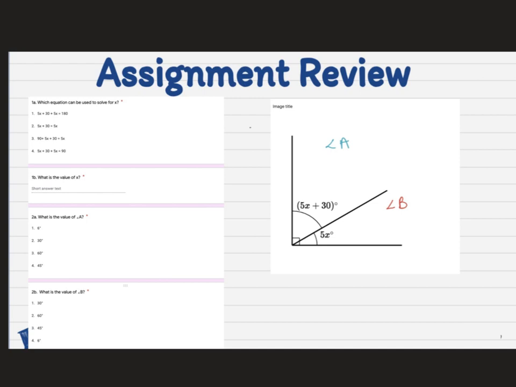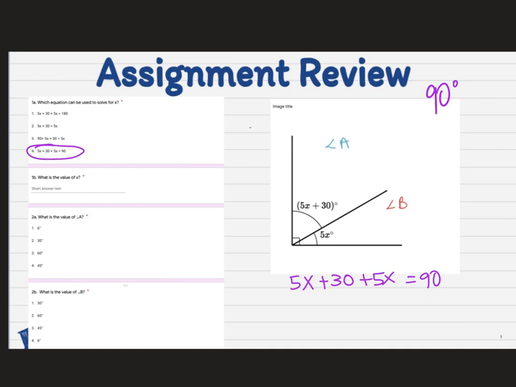Alright, so in our first example, we have a complementary angle, and that simply means that our angle is equal to 90 degrees. So when I'm setting up my equation, I'm going to take my first angle, which is 5x plus 30, add to that my second angle, which is 5x, and then I set it equal to 90 because it's a complementary angle. So 5x plus 30, the first angle, plus 5x, the second angle, equals 90. In our first question, we were asked to select the equation that we would use to solve this. So that would be equation number 4.